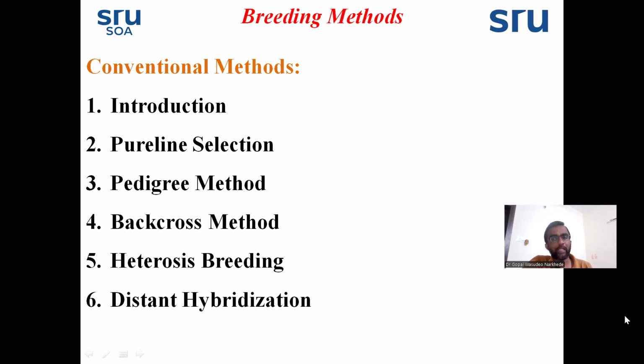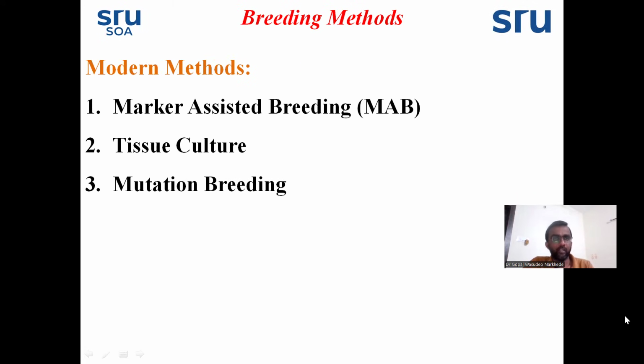Then what are the breeding methods? In conventional method, introduction is there, pure line breeding is there, pedigree method is there, backcross method is there, heterosis breeding, and last one is instant hybridization. In modern methods, marker assisted breeding is there, tissue culture is there and mutation breeding is there.